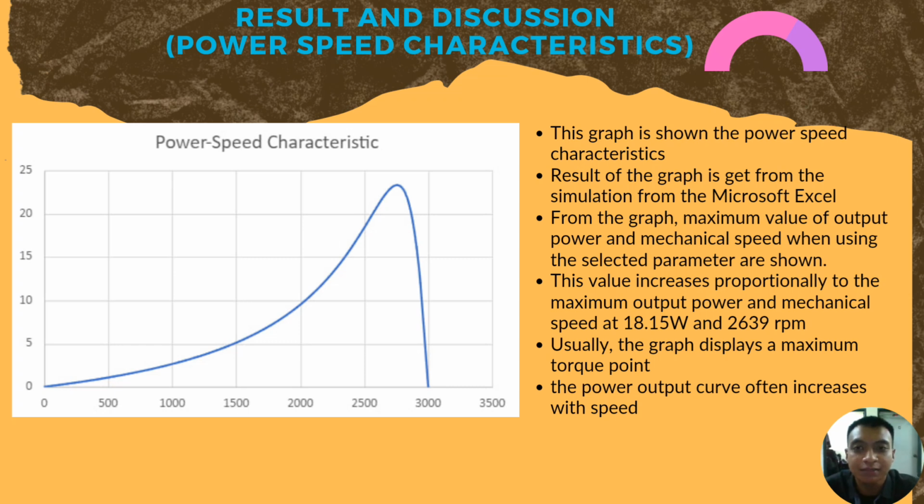Next, result and discussion for the power-speed characteristic. From the left, we can see the graph of the power-speed characteristic. The result of the graph is obtained from Microsoft Excel. From the graph, we see the maximum value of output power and mechanical speed when using the selected parameters. This value increases proportionally to the maximum output power and mechanical speed at 18.15 watt and 2639 RPM. Usually, this graph displays a maximum torque, and last but not least, the power output curve often increases with speed.